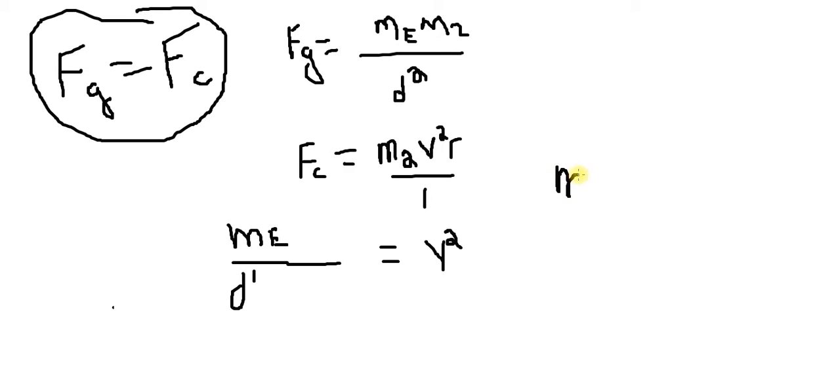We're left with the mass of the Earth divided by the distance is equal to the velocity squared. And of course, the velocity squared of the object in motion. And this is your general orbital equation. So in other words, the mass of the object does not matter. It could be 1 kilogram or 8 billion kilograms. It will get canceled out in our formula.